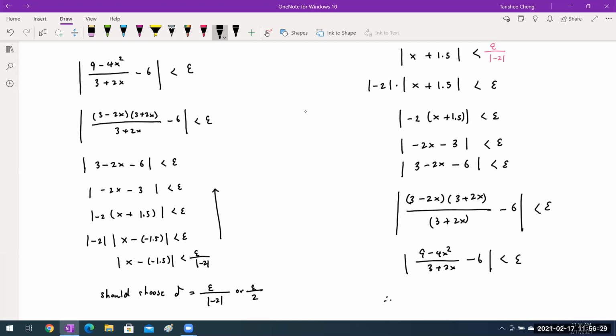And therefore, now I can say that by the precise definition of a limit, the limit as x approaches -1.5 of the function 9 minus 4x squared over 3 plus 2x is equal to 6, and that is the end.